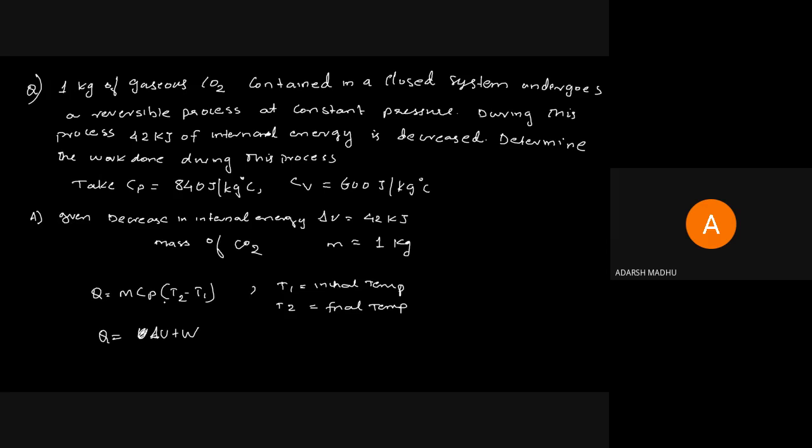So find the value of this particular Q. The unknown values are T2 and T1. So how can we find the value of T2 and T1 here? That is what we are going to do.